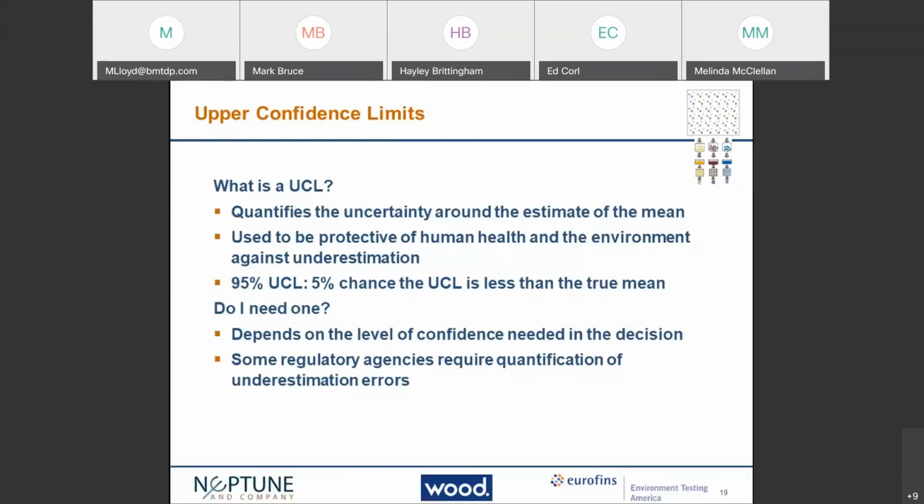So how do you decide whether you actually need to calculate a UCL? That decision really depends on your project objectives and the level of confidence that you need in your decision. Also, some regulatory agencies require practitioners to quantify the risk of an underestimation error, and the easiest way to do that is probably going to be to calculate an upper confidence limit.